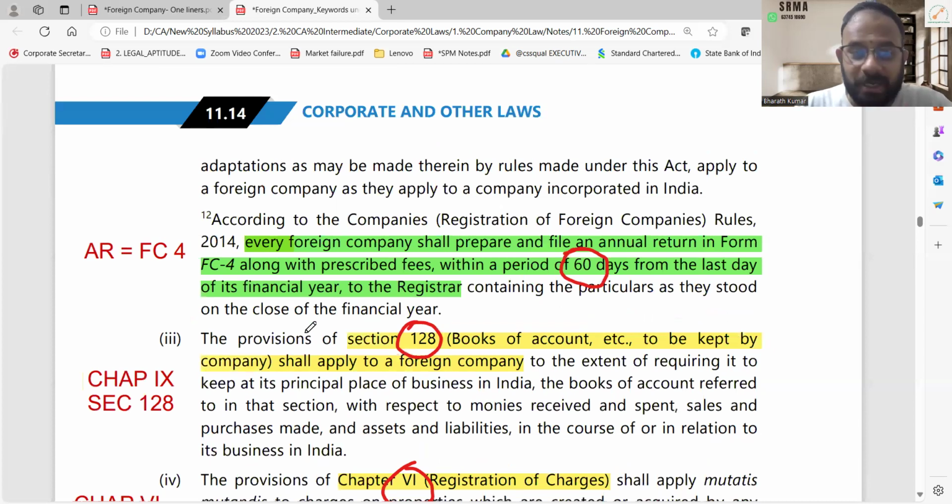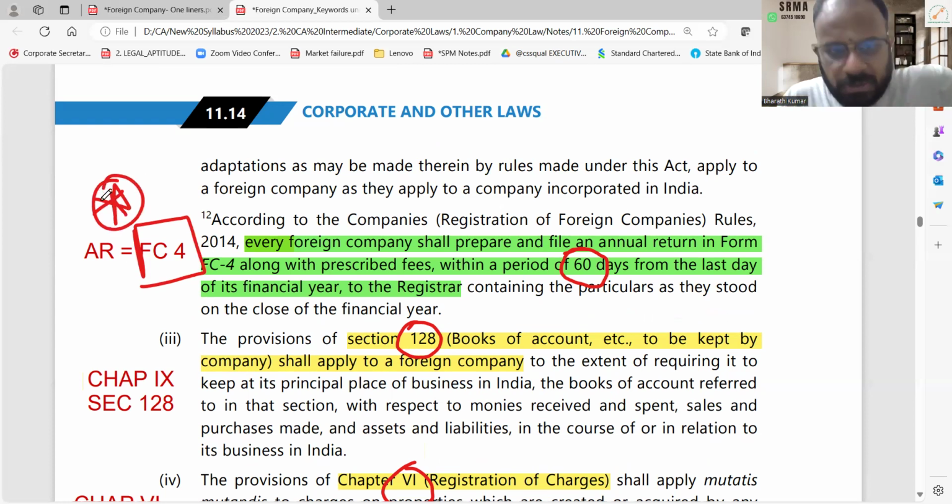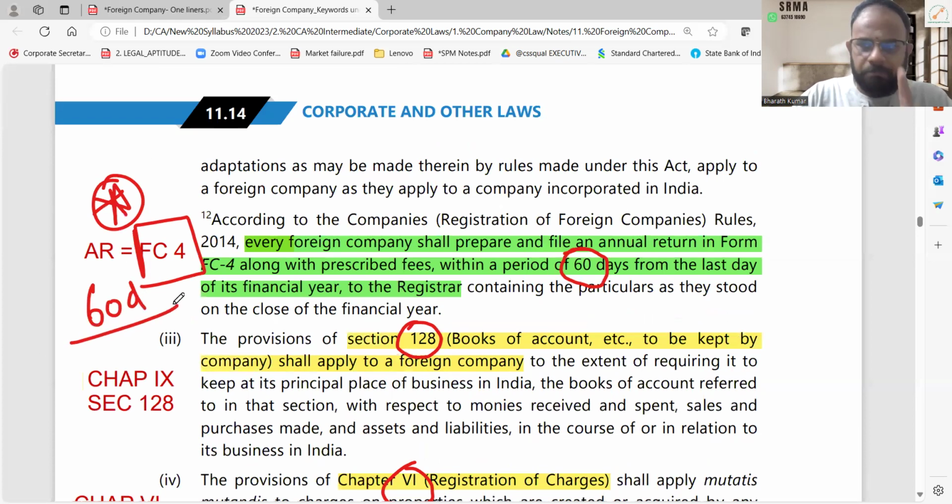Then annual return. Here they will ask you FC4. Mark it important. FC1, FC2, FC3, FC4 is this. Annual return is normally how many days? 60 days. Be very careful. 30 days count we told, 6 months count we told, 60 days for annual return.